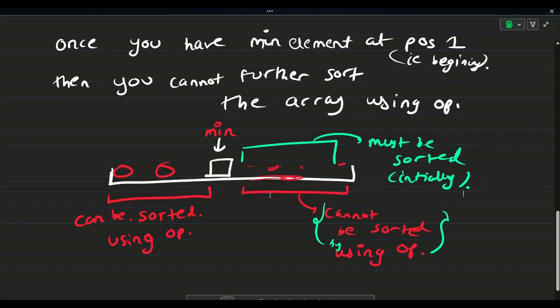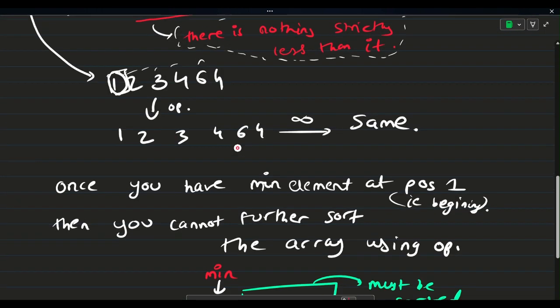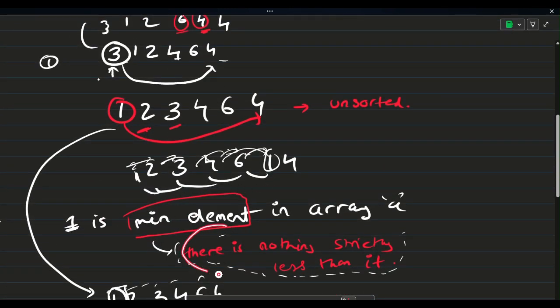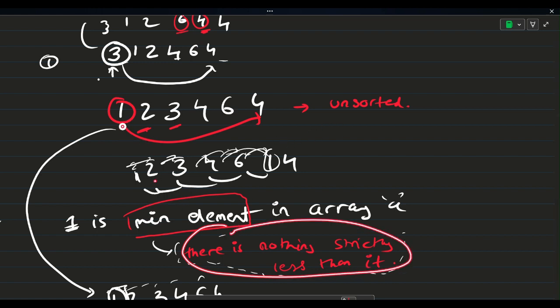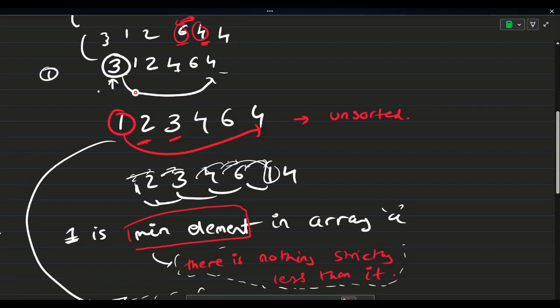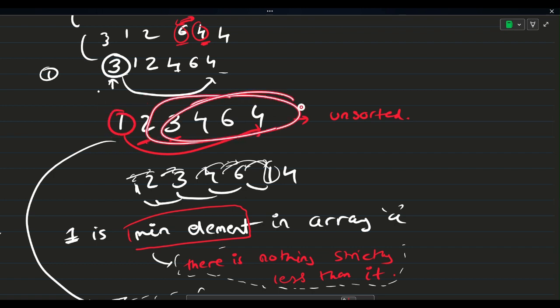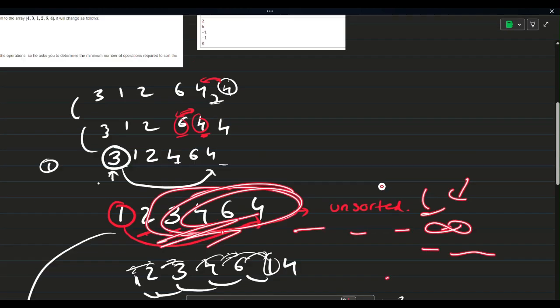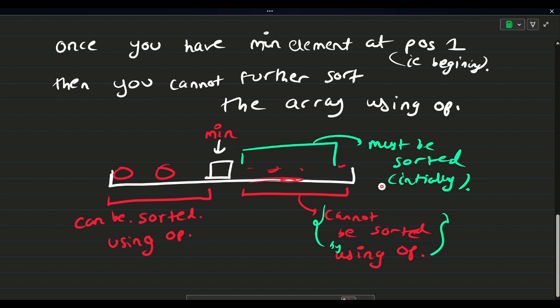This was the whole intuition behind the problem. If you had the idea that you cannot move further after getting the minimum element at position 1, then this question was easy. Once you figure out this idea, that the minimum element is at the beginning of the array, you cannot do anything further, because this would just go to infinite. You can apply infinite operations, but nothing will change. And I think that just solves our question.